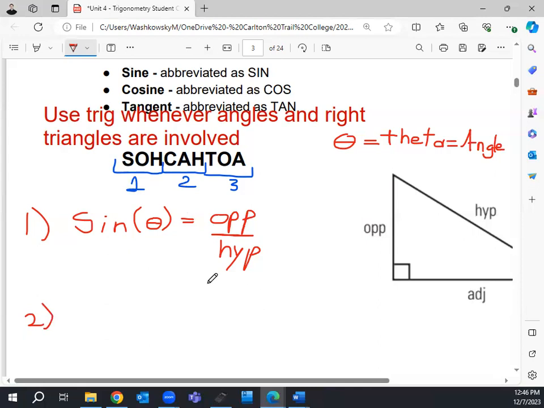O divided by H. This next one here, CAH. So it's the CA part. The C stands for cosine. And just like before, cosine of the angle is equal to, I see A is first, so it's going to be adjacent. And then the H is hypotenuse, as we know. So that's the CAH part.